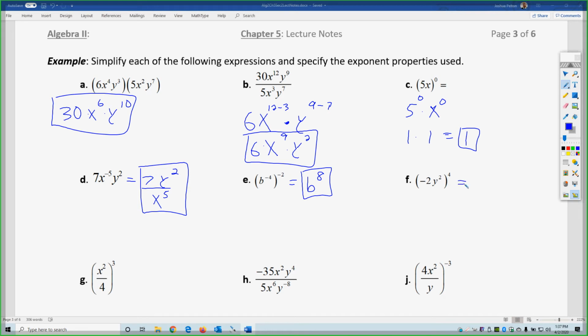So next one, power of a product, needs to go to each of these. So that's negative 2 to the 4th times y to the 4th, which is going to give us 16. Oh, that's incorrect. I'm sorry. That's 2 times 4, which is 8. So that's 16y to the 8th. All right, scroll down to the next three.